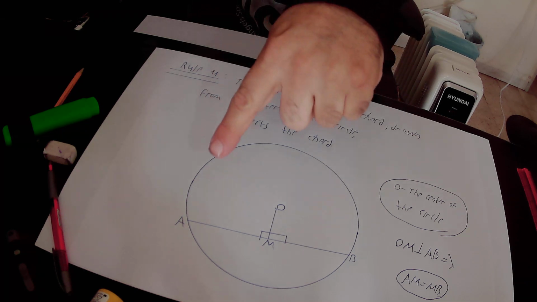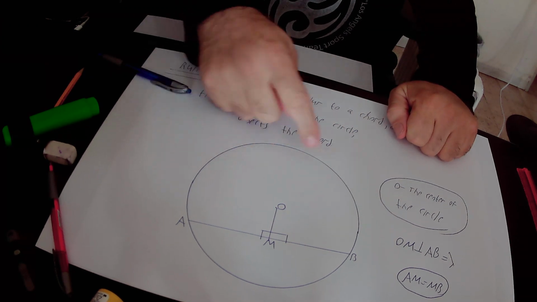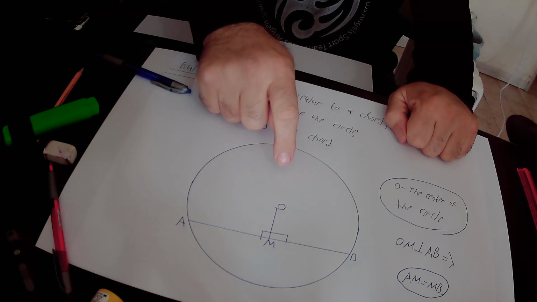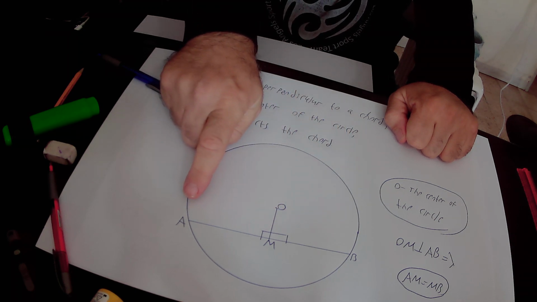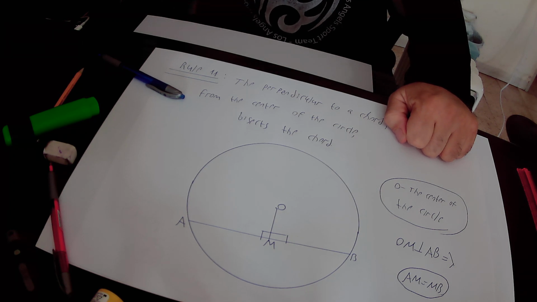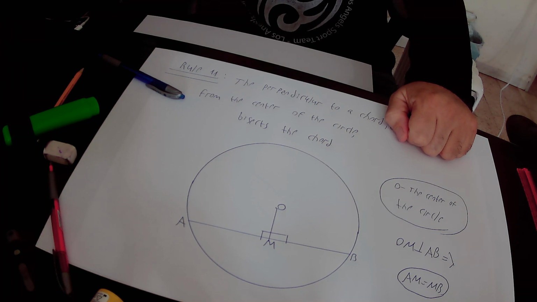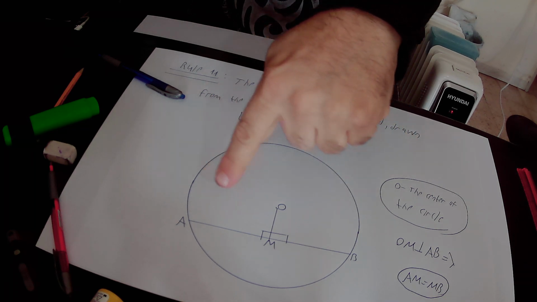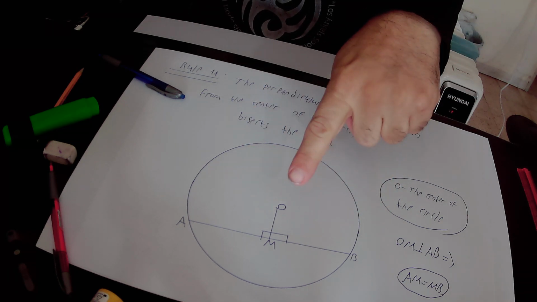Point O is the center of this circle. AB is a chord inside this circle. From point O, the center of this circle, we draw perpendicular OM on AB. OM is perpendicular to chord AB. And whenever you draw a perpendicular from the center of the circle towards any chord, it will bisect the chord. So if OM is perpendicular to AB, then AM will be equal to MB.